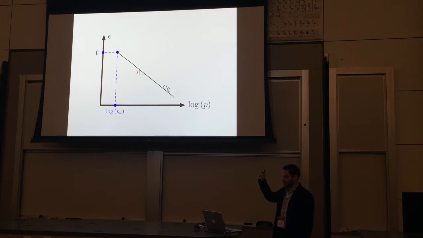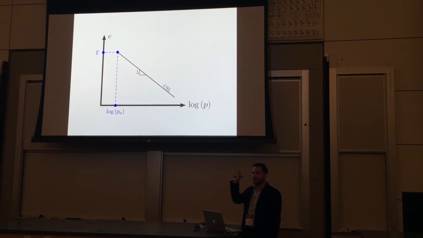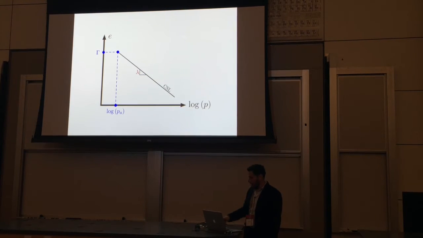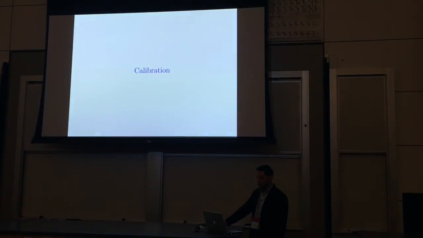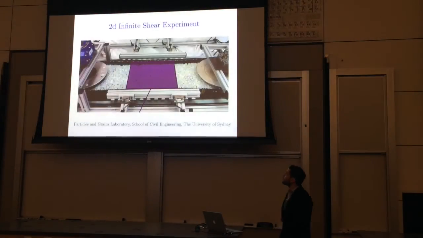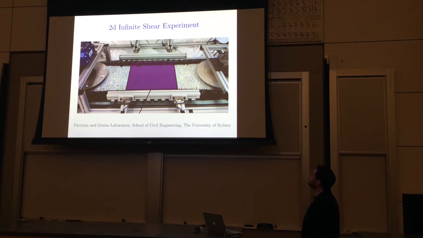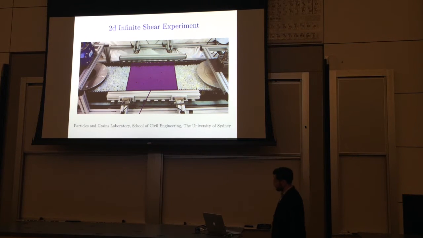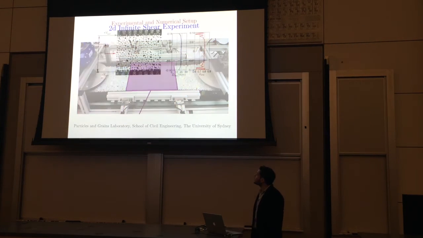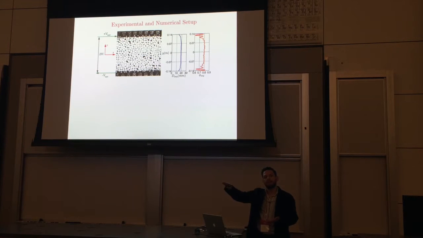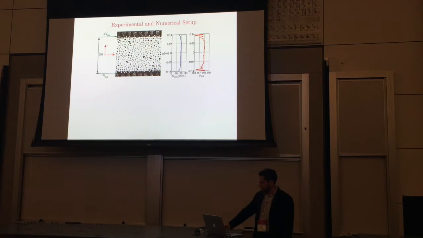To study the effects of morphology on these parameters, we want to use a method developed in our lab, which is a kind of DEM scheme. We first need to calibrate it with respect to a real experiment. So we use this experiment from the University of Sydney. It's a 2D infinite shear test, and this is the real setup. They have three different sizes of particles and two belts. The belts run and shear the material until it reaches critical state.